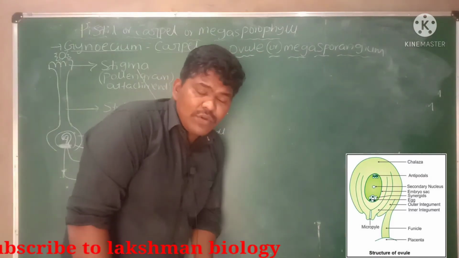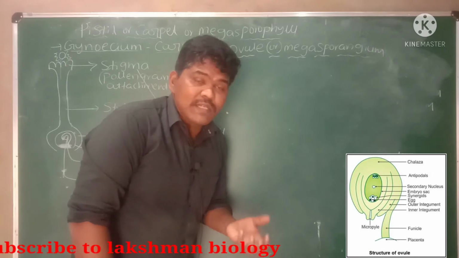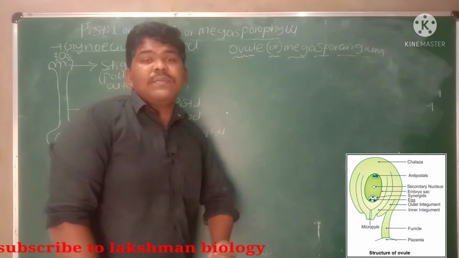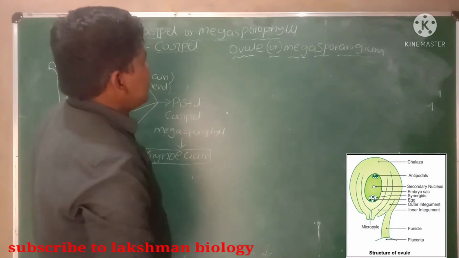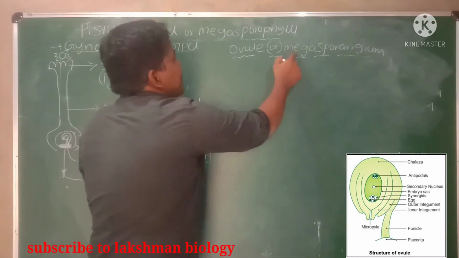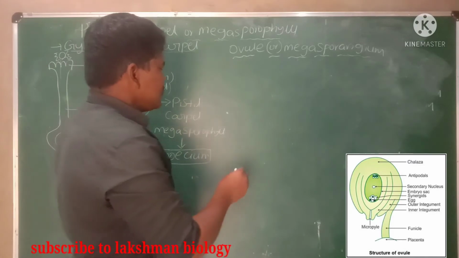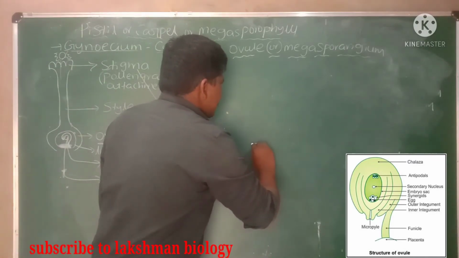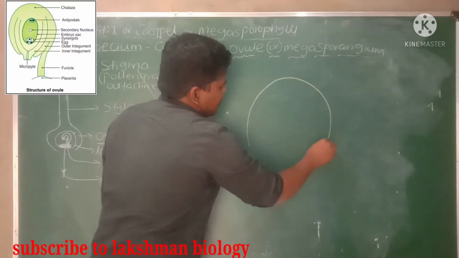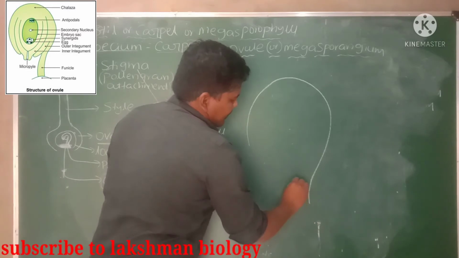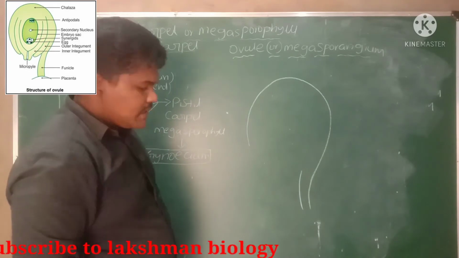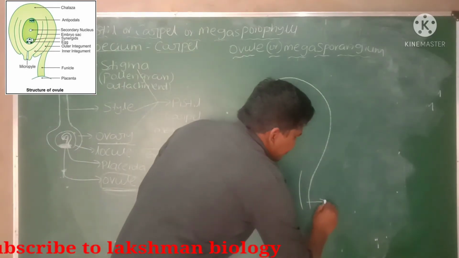Now let's go. We'll see what is the structure of ovule, how it looks, and what are the different parts of the ovule. Okay, ovule. It's also called megasporangium. If you see the structure of ovule, the ovule is attached on the placenta by the funiculus.